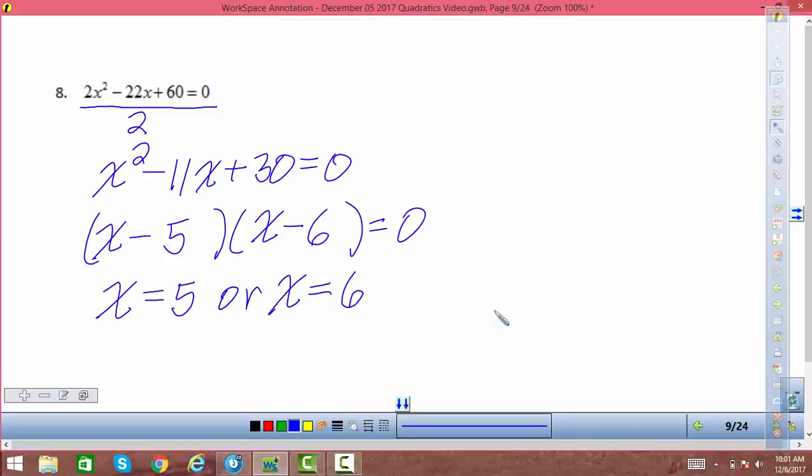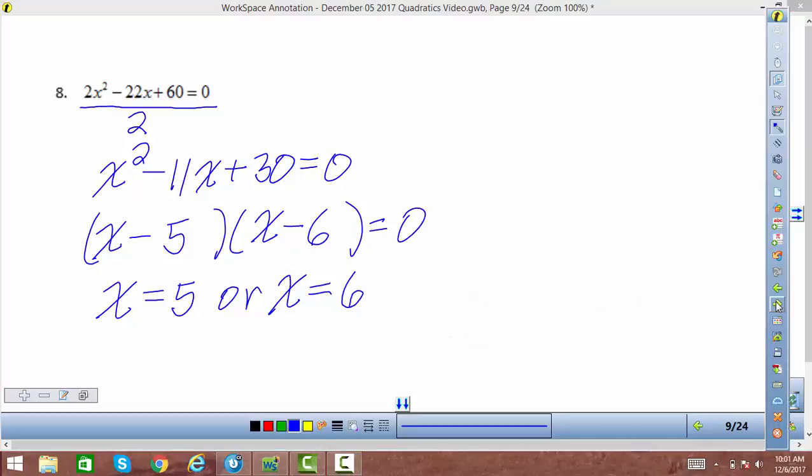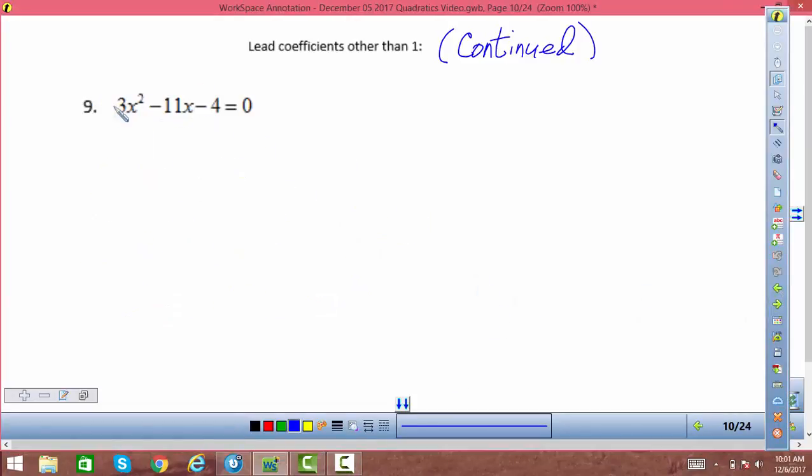And this concludes this video. In the next video, we'll work with quadratics that have a lead coefficient other than 1, but you can't divide through by the lead coefficient.